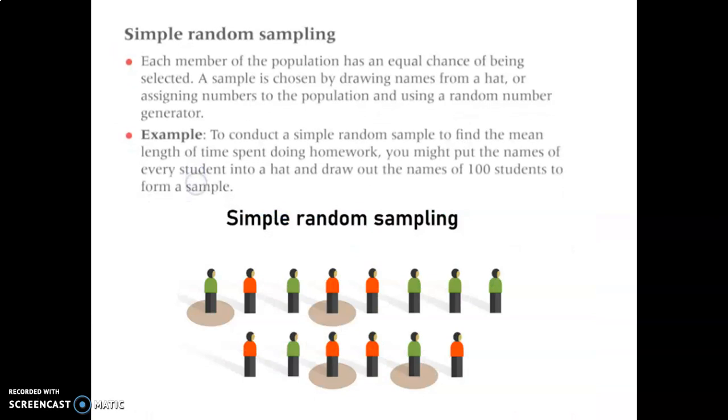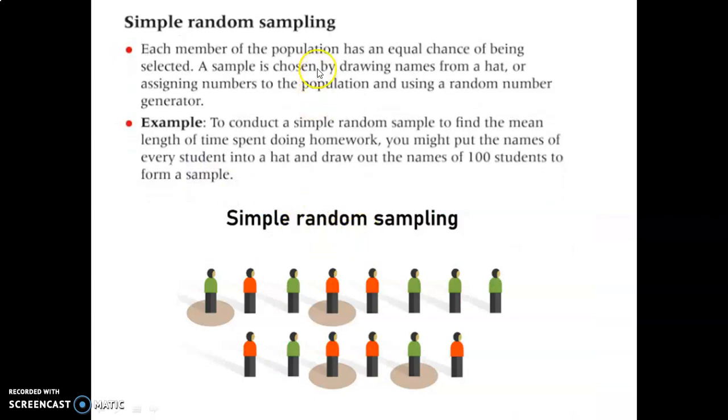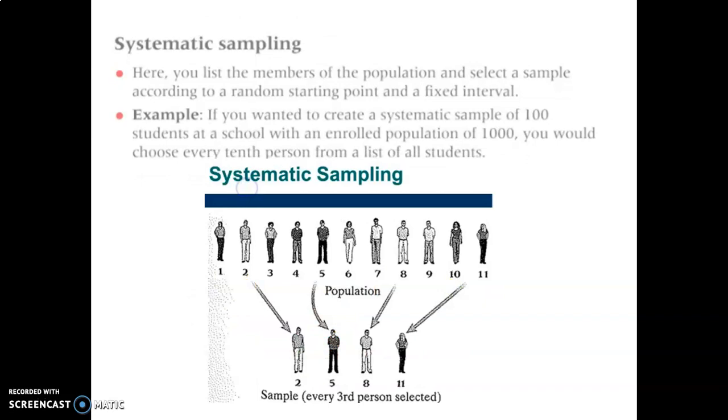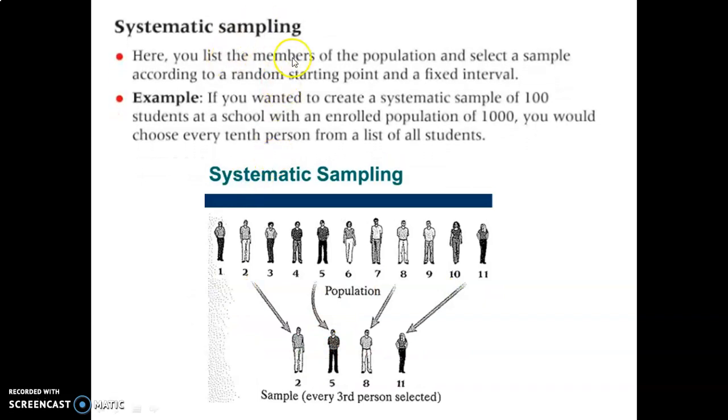Okay, now let's look at simple random sampling. Read this, read the example, come up with your own example of simple random sampling. Next one, we have systematic sampling. So again, read the definition here, read the example, come up with your own example of systematic sampling.